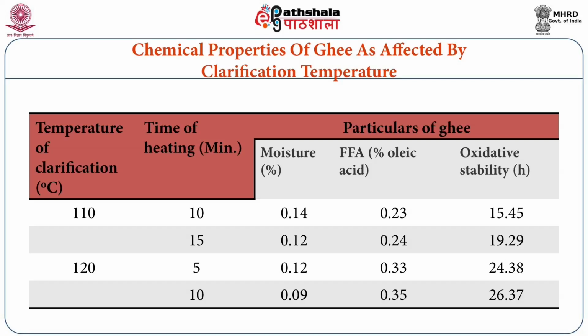If you see the oxidative stability in terms of hours, let me tell you, a higher value in hours is desirable. So you can see that at the higher clarification temperature of 120 degrees, the oxidative stability is higher. You can see values ranging from 24 to 26 hours as against only 15 to 19 hours when you keep the lower temperature, that is 110 degrees Celsius. So the clarification temperature does have some impact on the shelf life as well as the chemical composition of the resultant ghee.